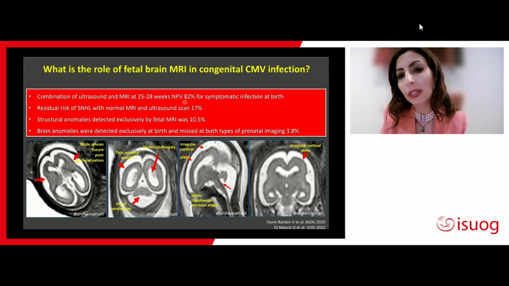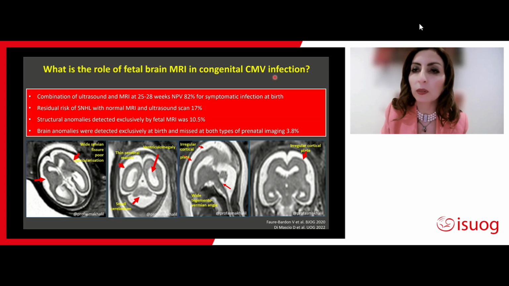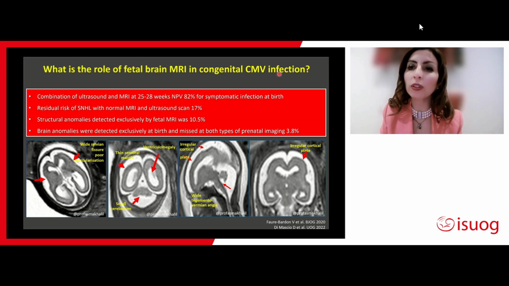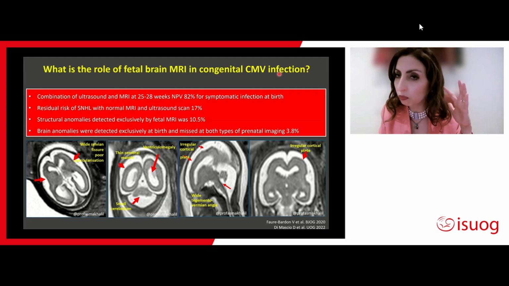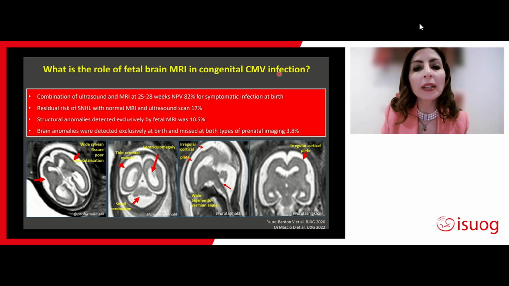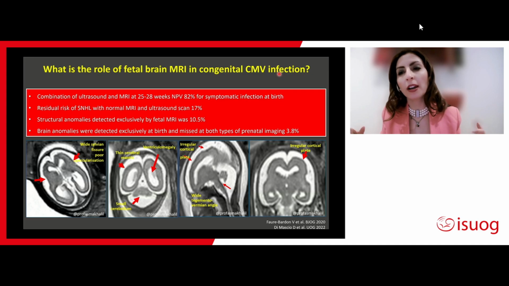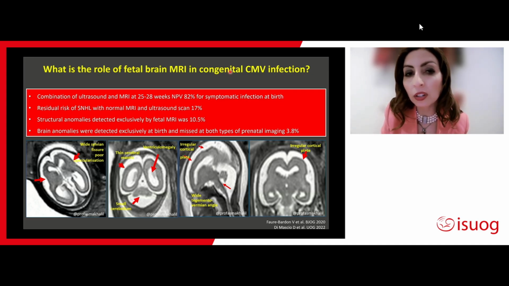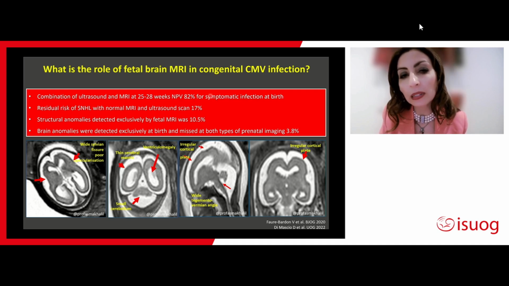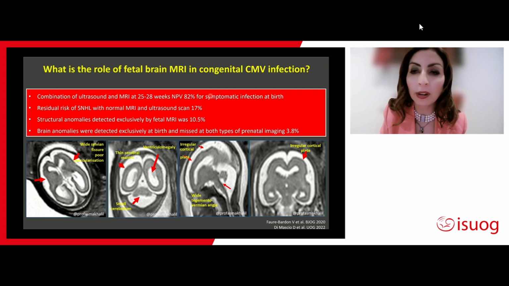So more than 80% for symptomatic infection. So you can reassure the parents, of course, as I mentioned, without excluding the chance of hearing impairment. But if I have a normal MRI and normal ultrasound scan, there's still residual risk of sensorineural hearing loss, and there's about 15%. And certainly there are some structural anomalies that will only be diagnosed by fetal brain MRI, not really diagnosed by ultrasound.